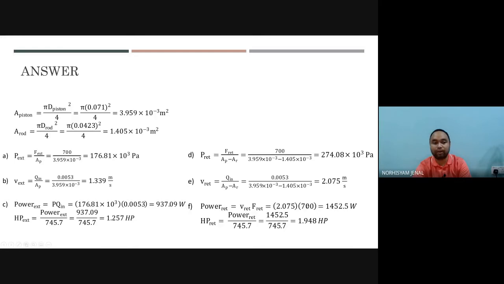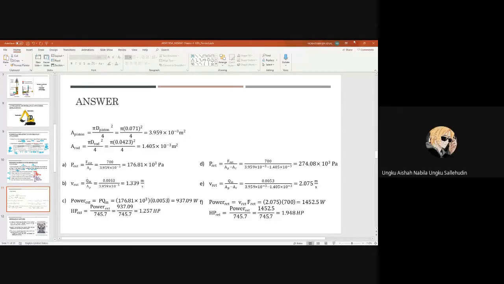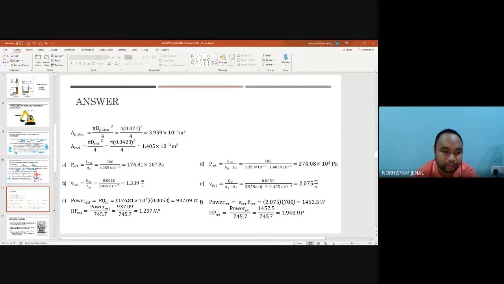So meaning right now, extending is much easier than retracting in terms of power and force. And that will be the case based on this calculation. Okay? Boleh lah kan? Tak susah sangat kan? Yeah. Alright. Okay, thank you.